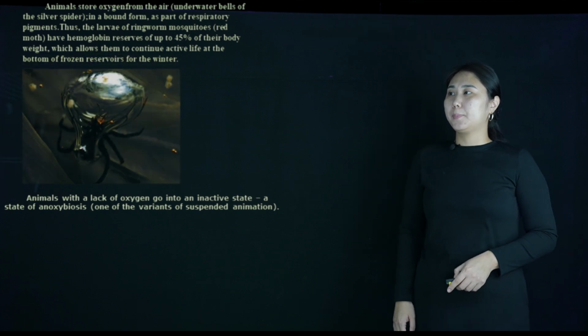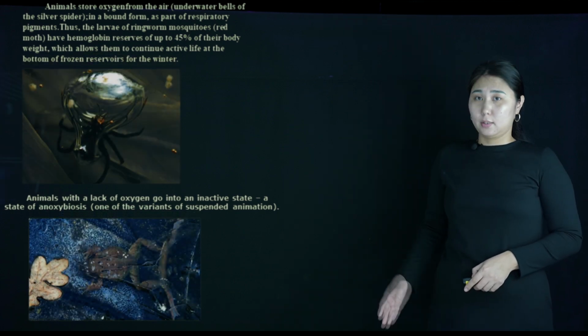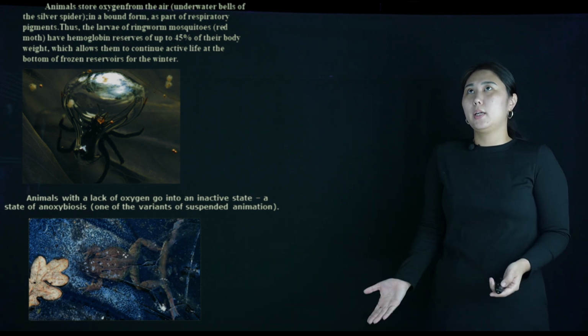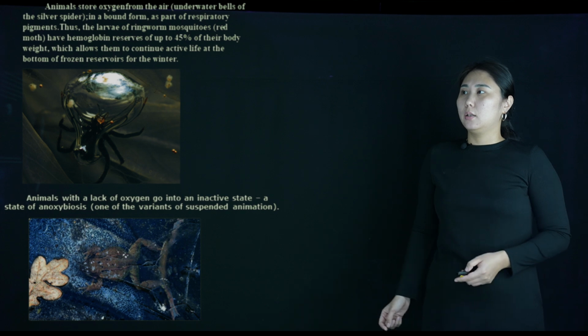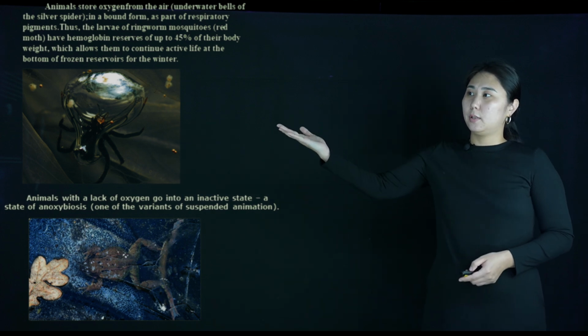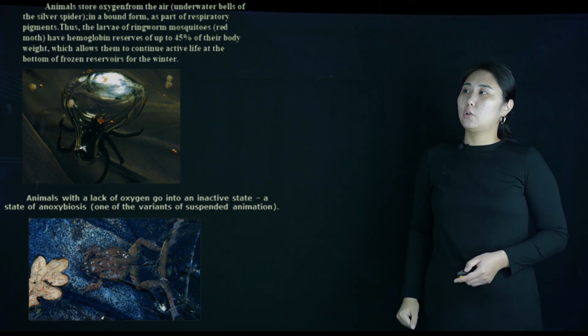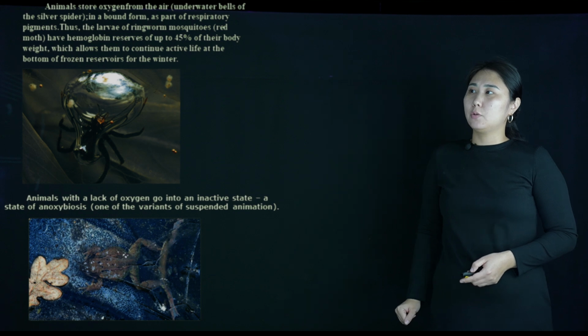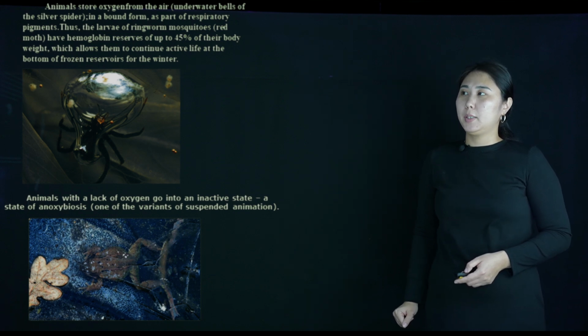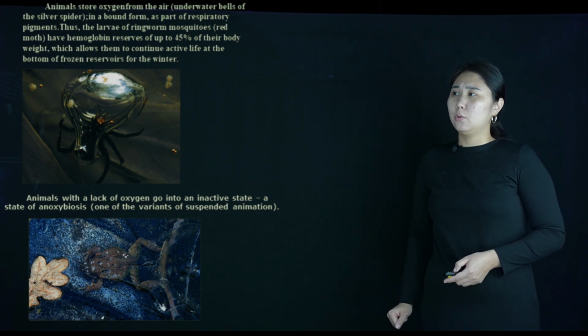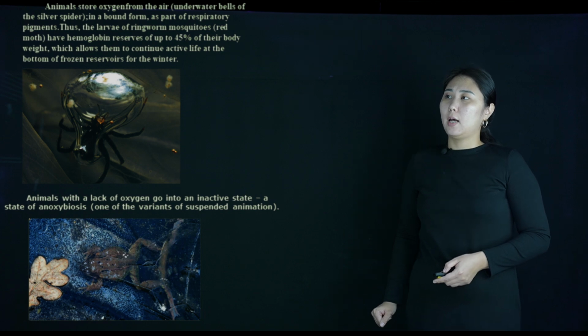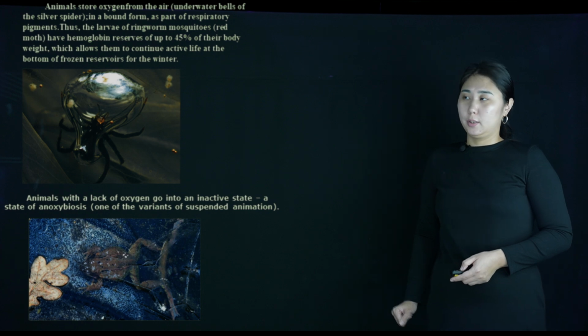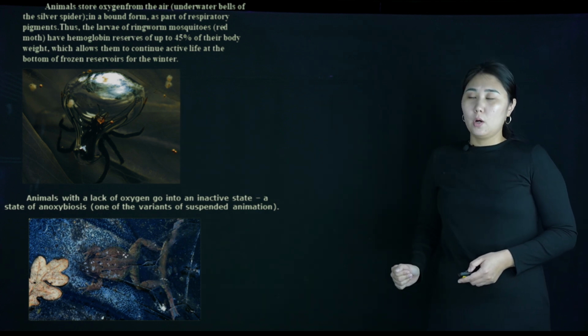Next are other animals. How do they take the oxygen? Some animals, in the first picture you can see, store oxygen from the air, in part as respiratory pigments in these larvae, which allows them to continue active life at the bottom of frozen reservoirs for their winter. In this picture.